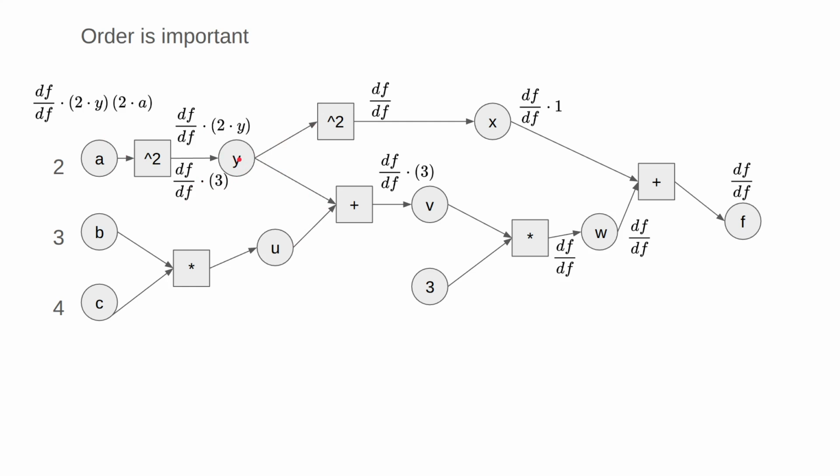Okay, so that means, let's do it again. That means that when we traverse the graph to here, we need to wait for the other branch to be ready.